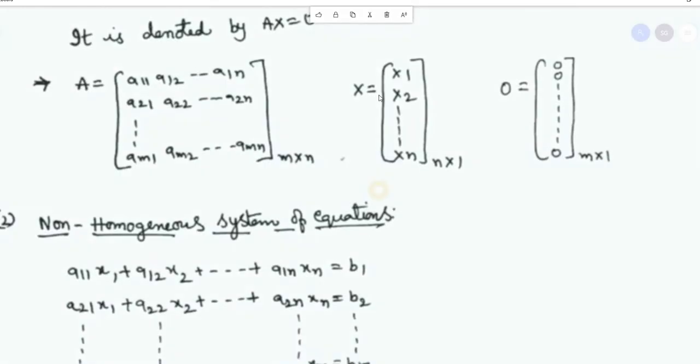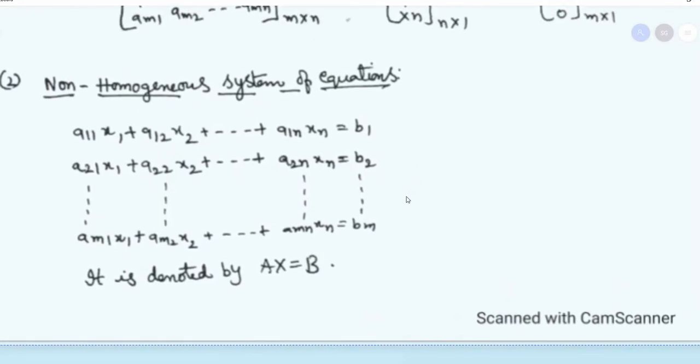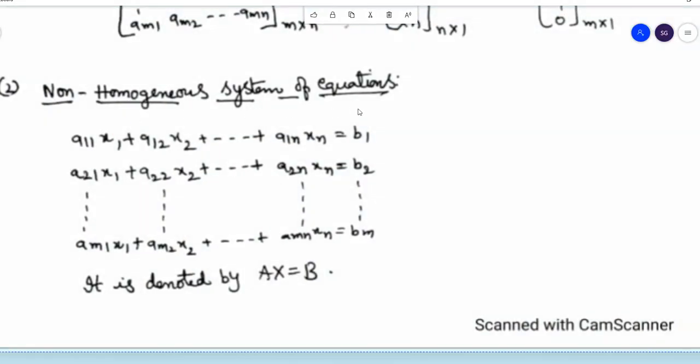Now come to the non-homogeneous system of equations. In the same way the homogeneous system is represented, the non-homogeneous system of equations is also represented, but here the constants exist. That is, the first equation in a non-homogeneous system of equations is a11x1 plus a12x2 plus so on a1n xn is equal to b1, where b1 is some constant, some real number. The next equation is a21x1 plus a22x2 plus so on a2n xn is equal to b2, and so on. The last equation is am1x1 plus am2x2 plus so on amn xn is equal to bm.